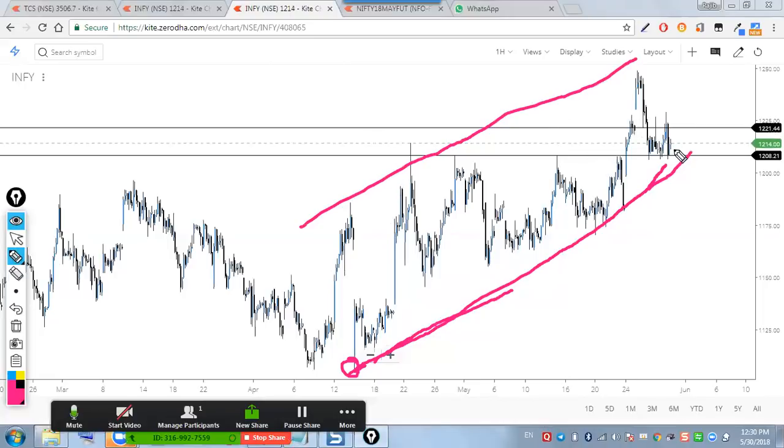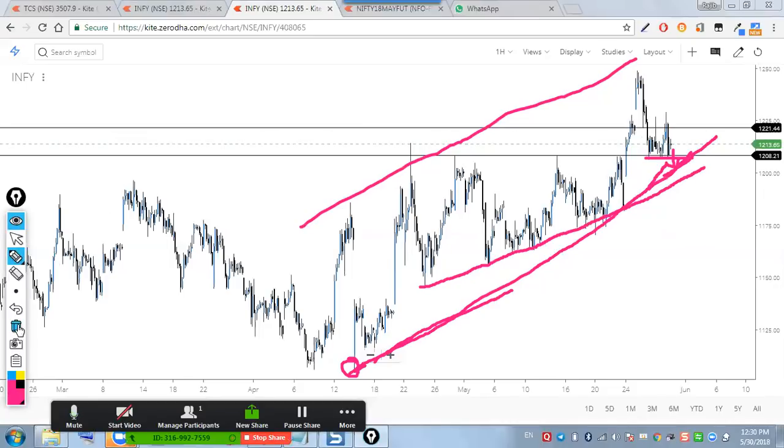The broader channel will be broken in that case, with a breakdown of this channel over here as well. All right, so that's one break, and then the next break comes in here. Once we start breaking the first layer of the support in the channel, the next layer is usually challenged. Generally, the next layer is challenged.